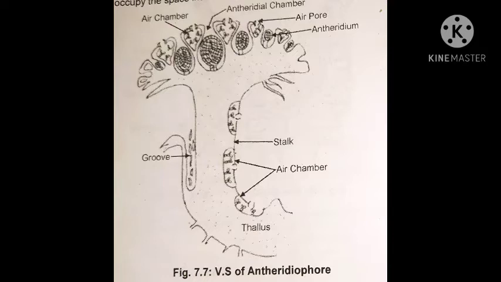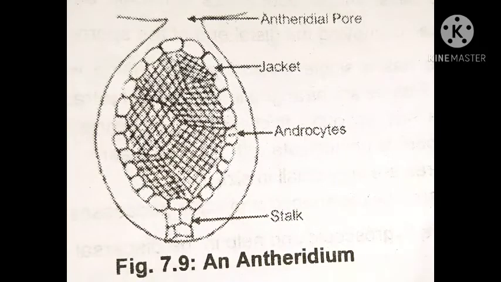The mature antheridium shows a multicellular stalk and a single layer jacket, and inside the jacket there are androcytes that produce the antherozoids, and there is an opening called the antheridial pore.